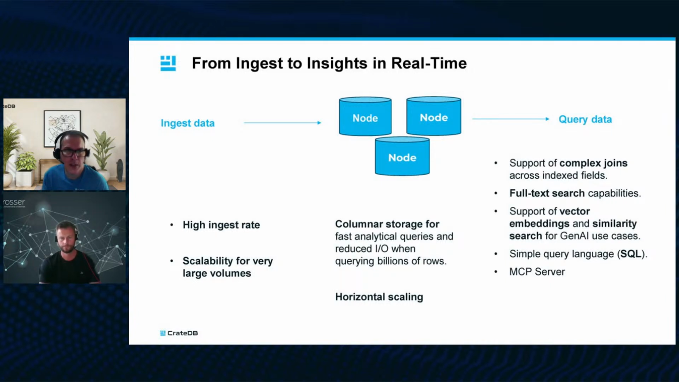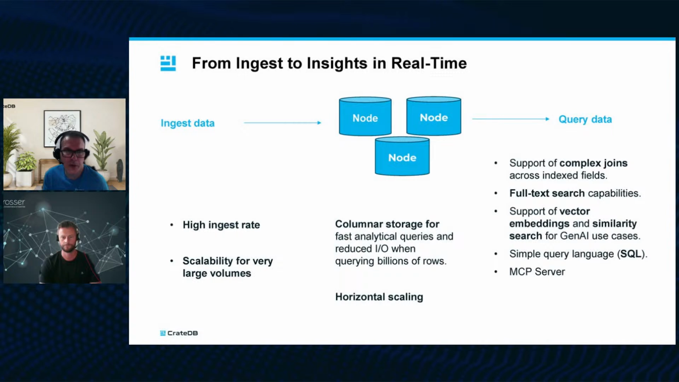So when it comes to CrateDB as a database, it's a highly scalable database, and it can ingest data extremely fast. So there are very high ingest rates. I will give a few numbers afterwards. Also, it's very well suited for very large volumes. And as the volume grows, you can do horizontal scaling and make sure you keep the high level of performance. And we are talking about milliseconds here. That's very important. Latency also needs to be very low to index all the data across all the different fields. And we leverage columnar storage for fast analytical queries and reduce I/O when querying billions of rows.